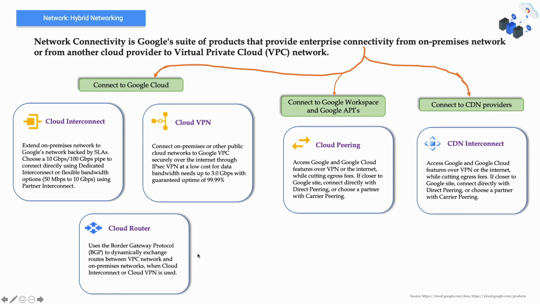Then there is CDN Interconnect to connect to CDN providers. CDN Interconnect enables selected third-party CDN providers to establish a direct link with Google's Edge network at various locations, which basically enables you to direct your traffic from your VPC networks to a provider's network. A typical use case for CDN Interconnect is high volume egress traffic and also frequent content updates.